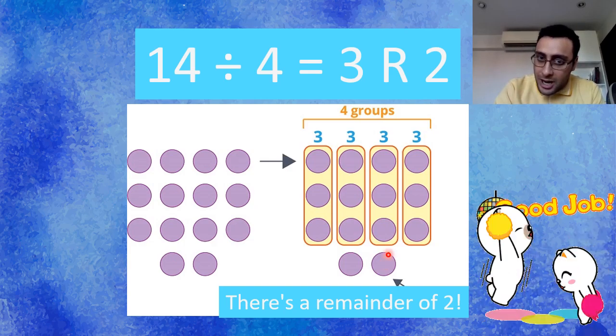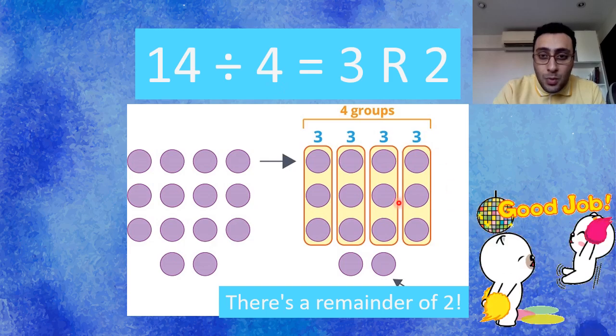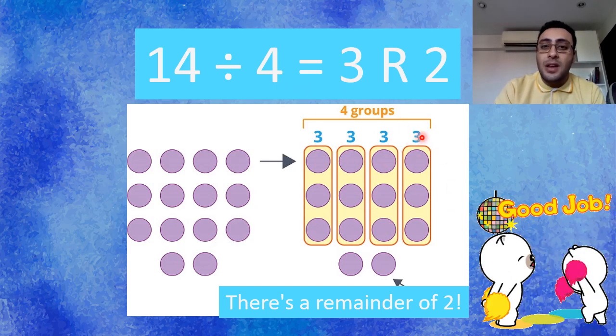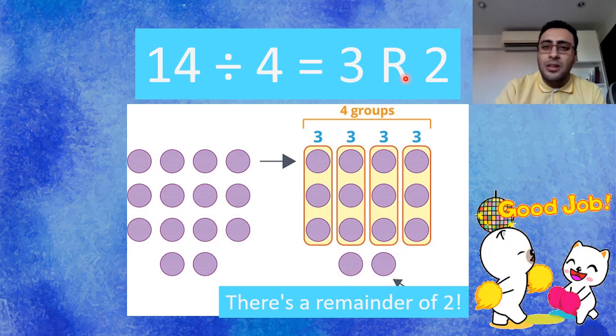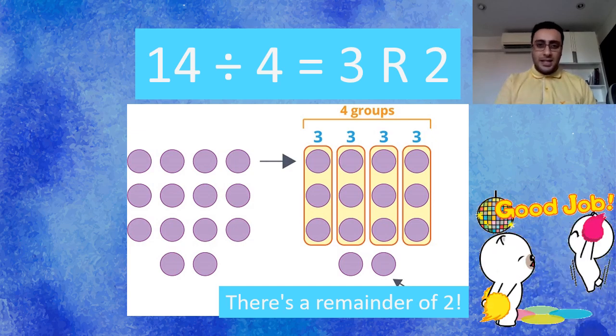So one more time. 14 divided by 4. 4 groups. 1, 2, 3, 4 groups. How many in each group? 3. How many remainders? 2. Good job so far. Let's see what's next.